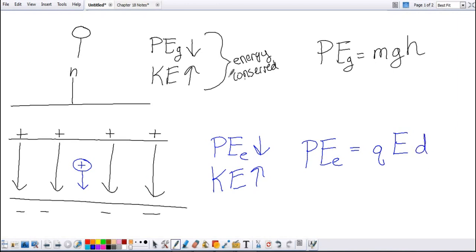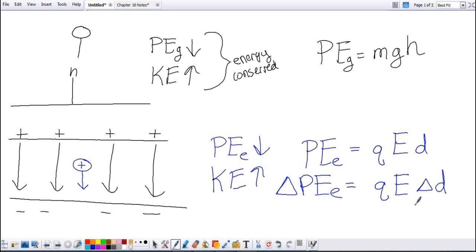Now, in the equation up here, zero height could have been anywhere. We weren't ever really worried about the actual potential energy. We were always worried about the change in potential energy, and we're still worried about the change in potential energy with electrical potential energy. So we're going to look at the change in potential energy, and that's going to be equal to the charge times the electric field times the change in its distance.